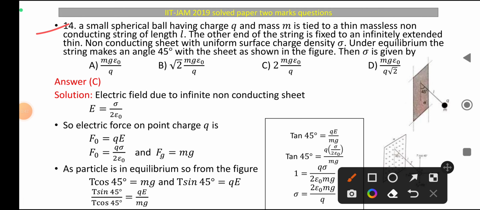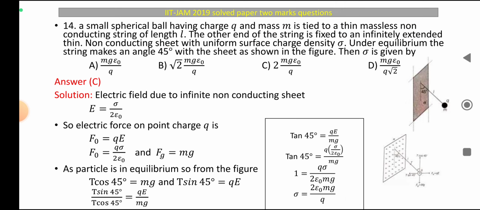A small spherical ball having charge Q and mass M is tied to a thin massless non-conducting string of length L. The other end of the string is fixed to an infinitely extended thin non-conducting sheet with uniform surface charge density sigma. Under equilibrium, the string makes an angle of 45 degrees with the sheet as shown in the figure. Then sigma is given by.